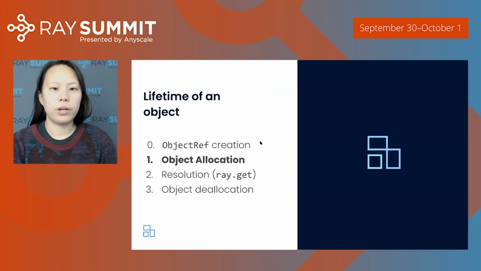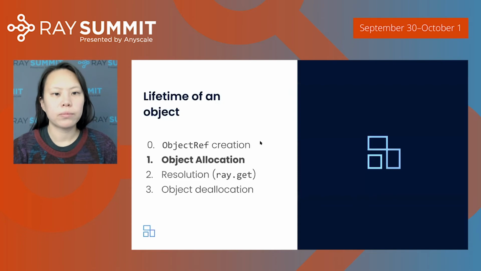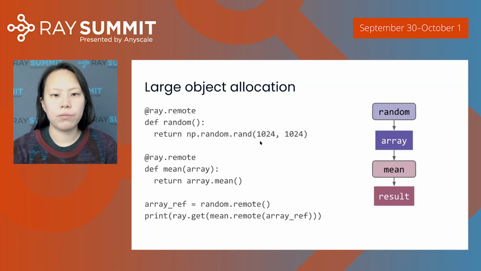Next, let's talk about the creation of the object value. We'll start with allocation for the large object, which was returned by the random task.